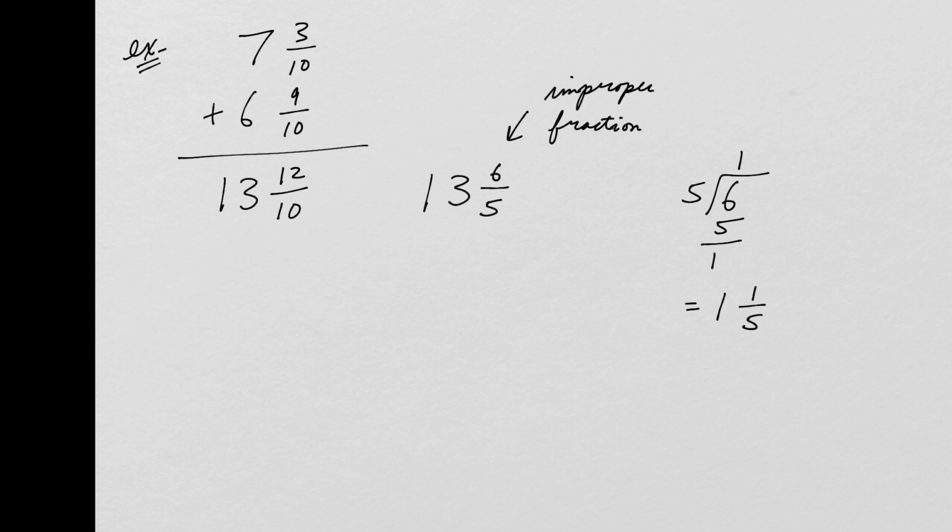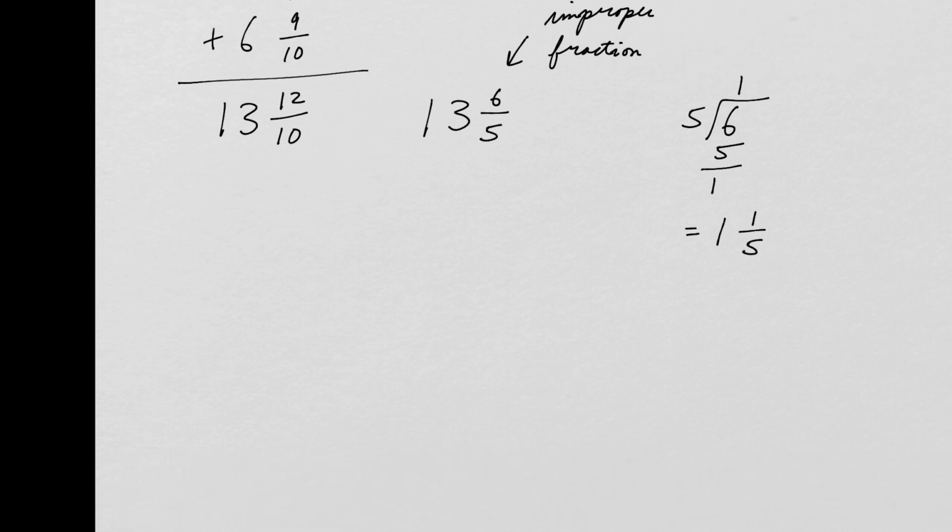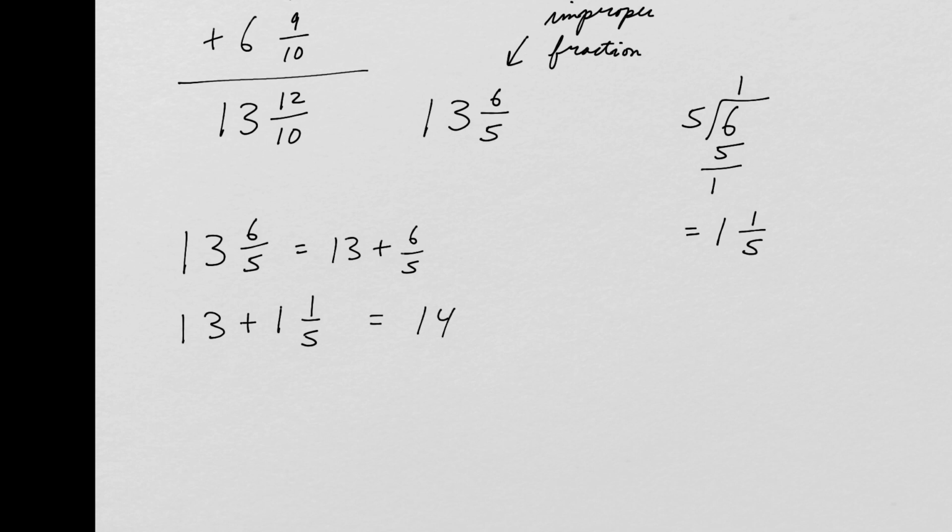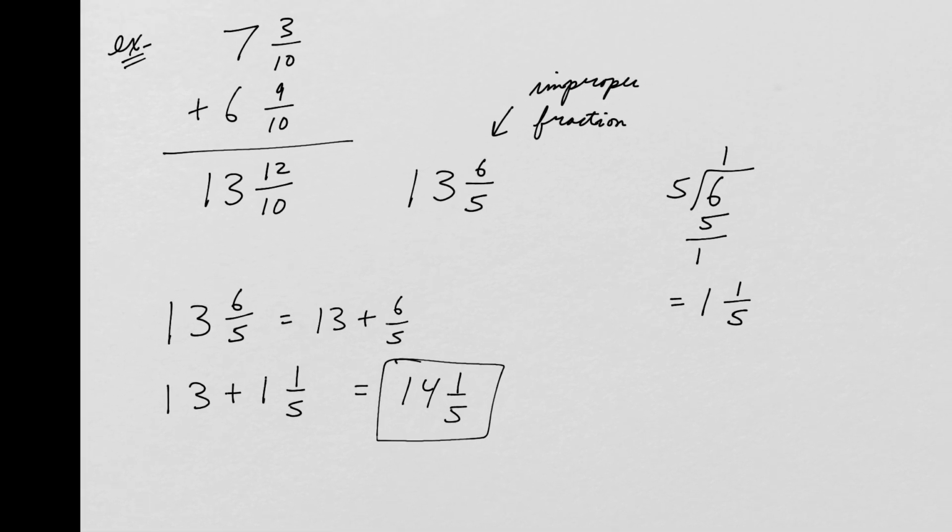So what do I do? Basically, right now I have 13 and 6/5, which we can think of as 13 plus 1 1/5. Right? Remember, this means 13 plus 6/5. So that's the same as 13 plus 1 1/5. But now what we do is we combine the whole number parts, right? So 13 plus 1 is 14. So this is going to be 14 1/5. And that is going to be our final answer. So that's simply going to be equal to 14 1/5.